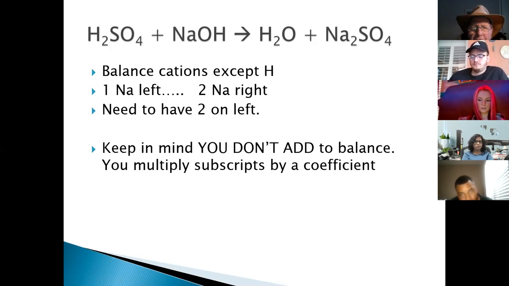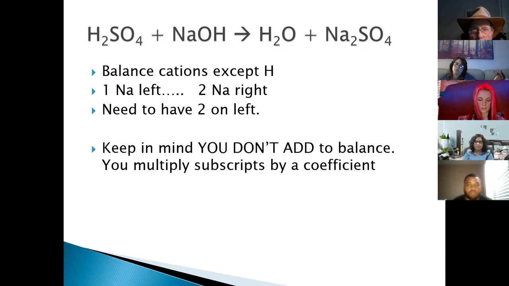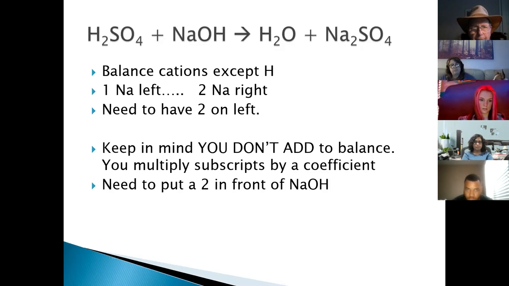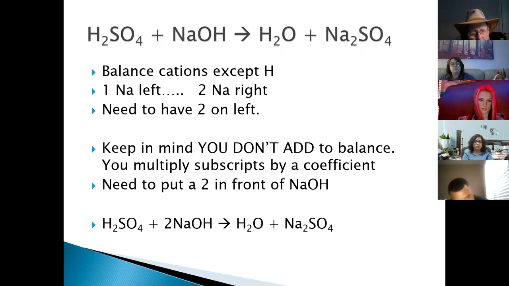So I have to fix it. The only way I can fix it is by putting coefficients. And you have to realize when I put coefficients, I have to multiply them by the subscripts. I have two on the right. I want to make two on the left. My subscript is one. What does my coefficient have to be? Two. Remember, we're not adding. We're multiplying subscripts by a coefficient. So we're going to put a two in front of my sodium hydroxide, just like that.